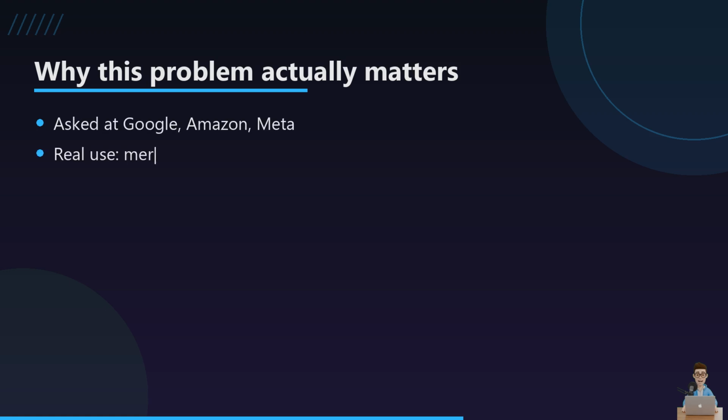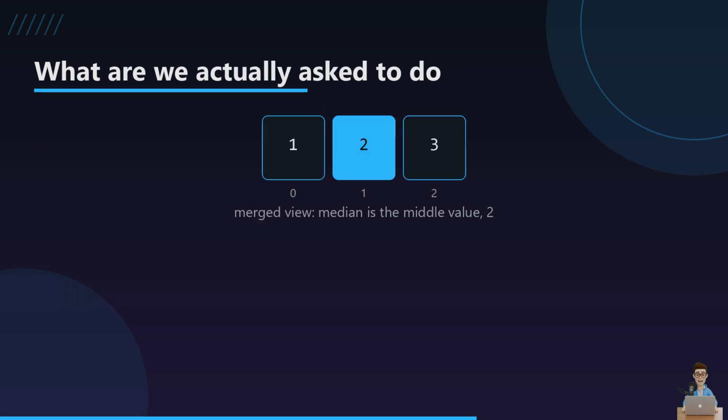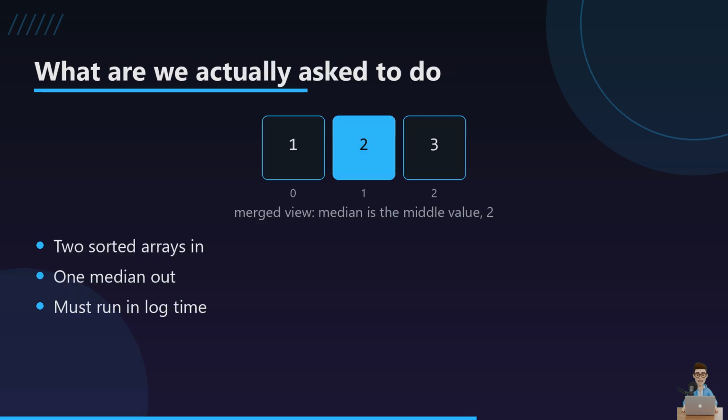This is the canonical binary search on the answer problem. The same skeleton shows up in k-th smallest in two sorted arrays, and in aggregation over sharded sorted data. The interesting part isn't the median formula. It's recognizing when a monotonic predicate lets you binary search a property instead of an index. Standard setup, you know it. Two sorted arrays, combined median, O of log of min of m and n required. The constraint that matters here is that it's log of the smaller size, not log of the total.